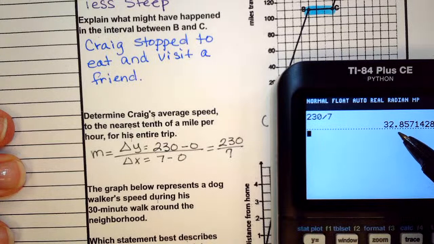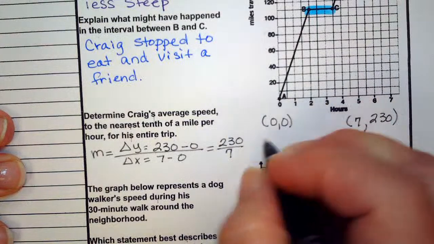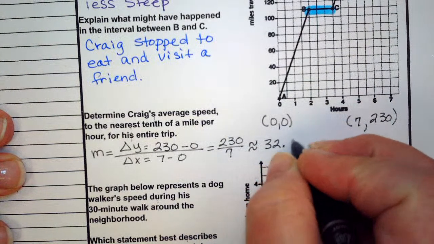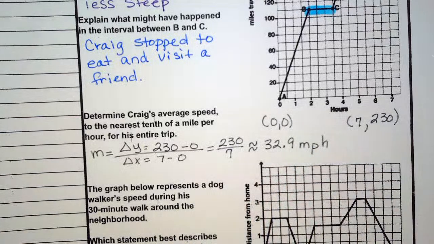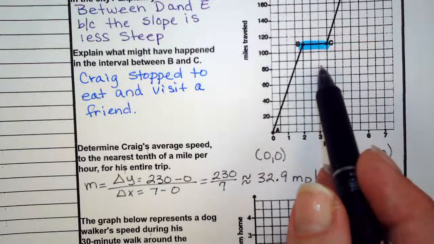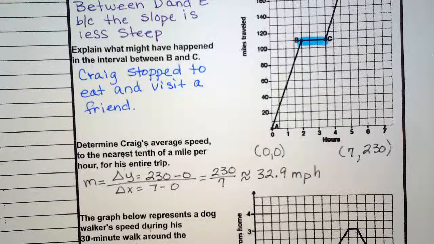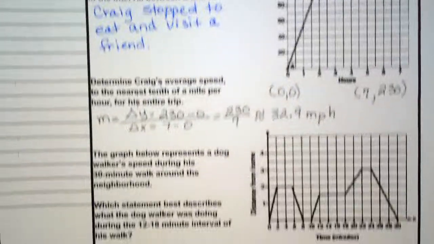32.8 or 32.9? 32.9 is correct. So this is approximately 32.9 miles per hour. That's not very fast, is it? I think it has to do with that 3-hour stop there, actually. So, hopefully that made sense, and we can go on to the next one.